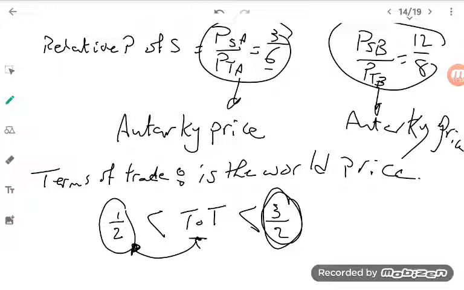Okay, so now we are going to specialize in the production of a product at the new trade price. This is country A.